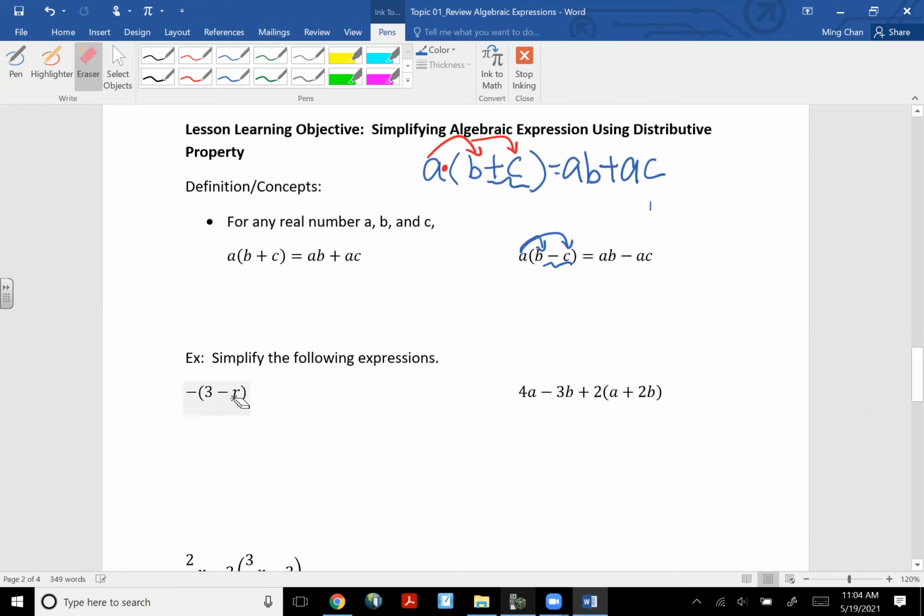All right, let's distribute. This negative outside the parenthesis means negative 1. Since I have two terms in the parenthesis, we take the negative 1 and distribute. Negative 1 times 3 is negative 3. Negative 1 times negative r is positive r. These are not like terms, so I cannot combine them. So that's all you do.